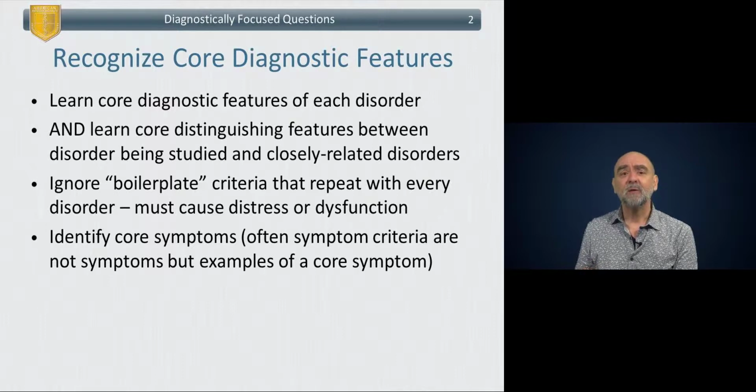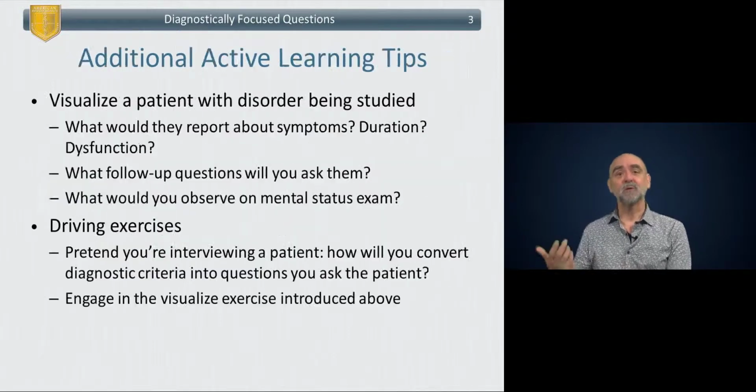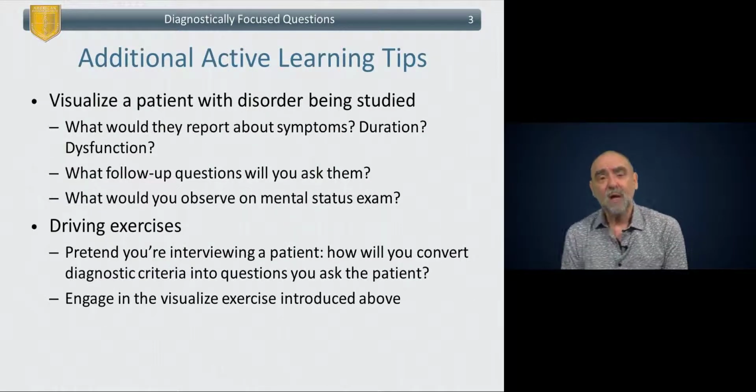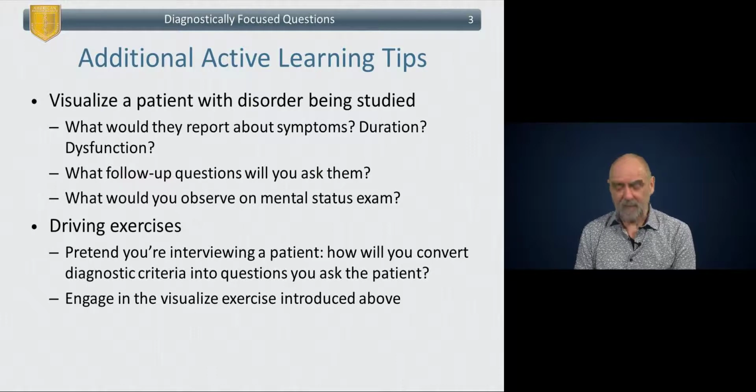And then identify the core symptoms, and I'm going to give you an example of ADHD, where there's a lot of verbiage, a lot of quote-unquote symptom criteria, but they're not really symptoms, they're just examples of a core symptom. All right, so let's move on to that soon. First, here are some additional active learning tips.